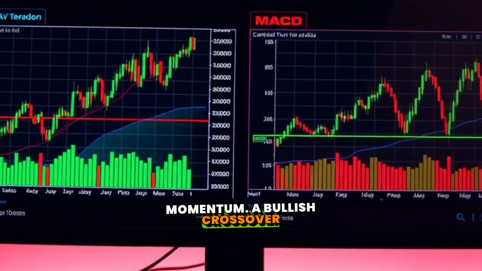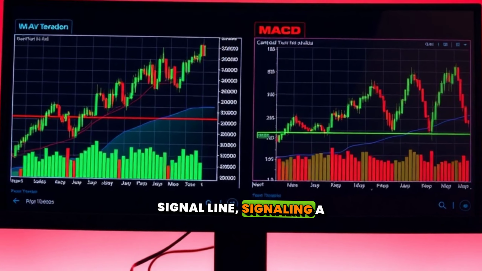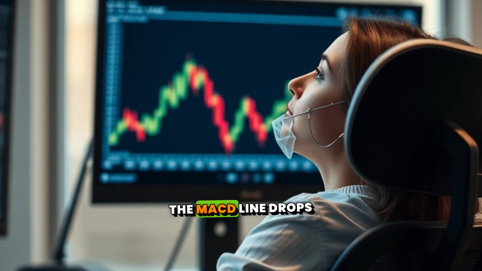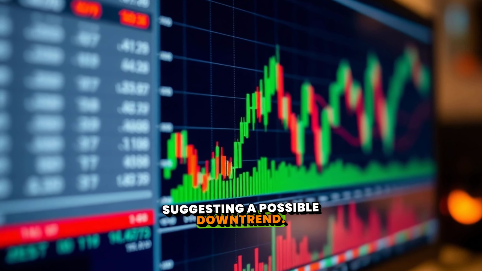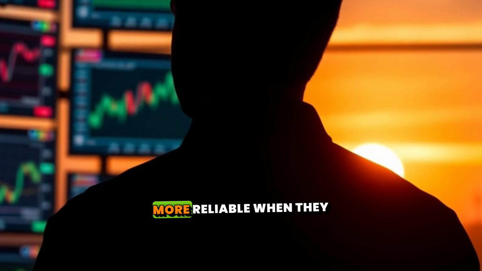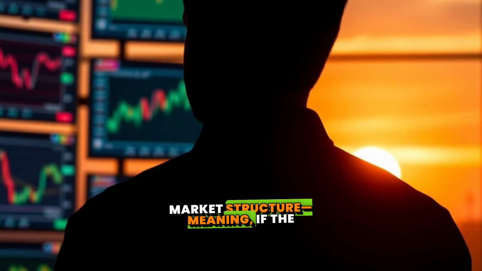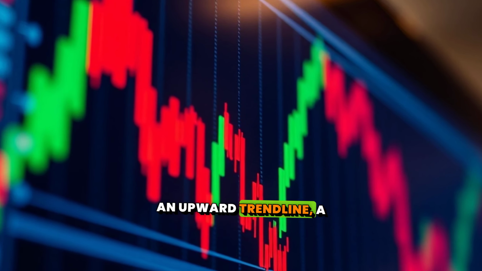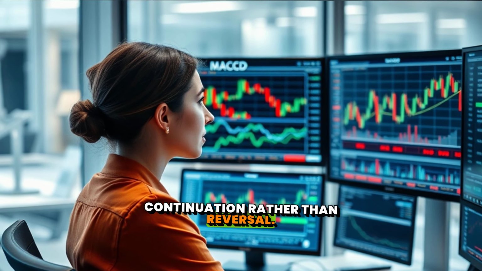A bullish crossover occurs when the MACD line crosses above the signal line, signaling a potential uptrend, while a bearish crossover happens when the MACD line drops below the signal line, suggesting a possible downtrend. These signals become even more reliable when they align with the broader market structure, meaning if the price is above a key support zone or an upward trend line, a bullish crossover may confirm continuation rather than reversal.